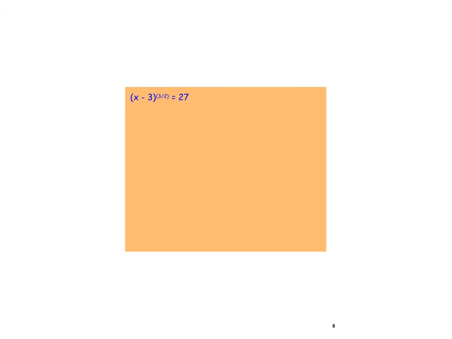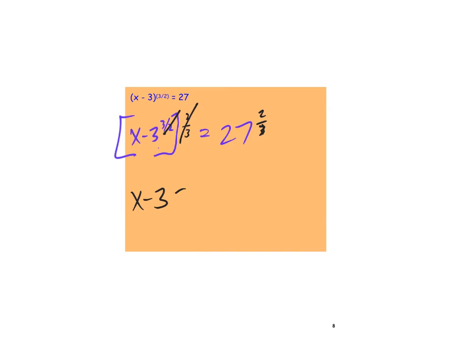So for this one here, the exponent is isolated, the value with the exponent. So we have x minus 3 right now to the 3/2 equals 27. Well, I'm going to use the reciprocal first here. So I have to the 3/2, so I'm going to write this now as to the 2/3. That's the reciprocal, which means what's done unto the left side must be done unto the right side. And so here, that exponent takes care of itself. So now I just have x minus 3.